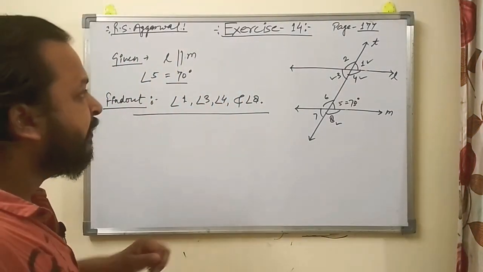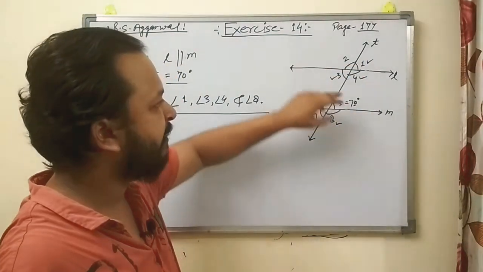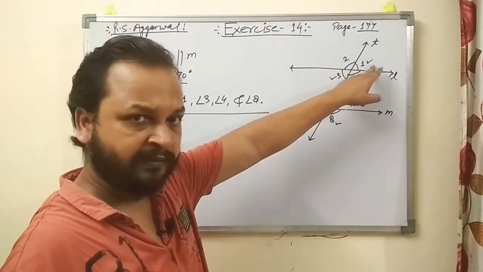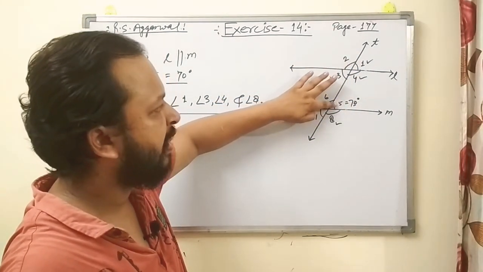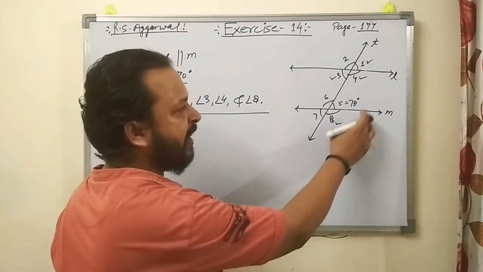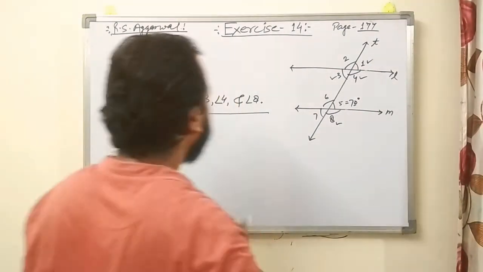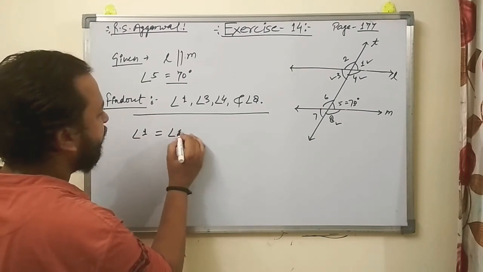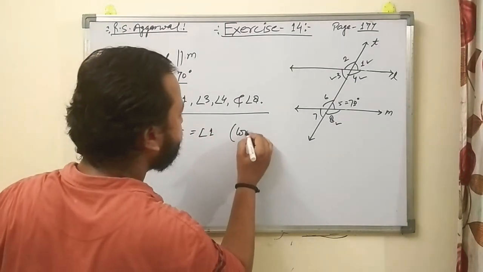So we know that if this angle is 70 degrees and these lines are parallel lines, first we are going to find out angle 1. So angle 1 and angle 5 are the corresponding angles. Why? Because line L and M are parallel and the transversal line is T. So these angles are corresponding angles. You can say that angle 1 is equal to angle 5, or angle 5 is equal to angle 1.